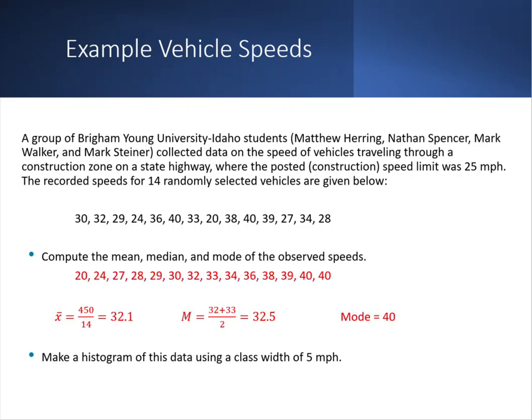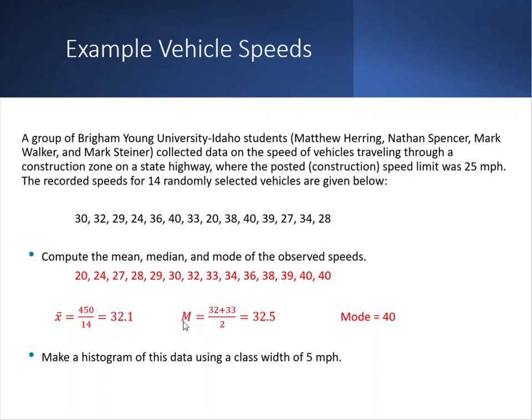In red, you can see that I ordered the data set from smallest to largest, and that's how I need to handle it to find the median. This is a sample set, and so when I find the mean, I'm going to use x-bar for my symbol. When we added all the numbers up, we got 450, divided it by the total of 14 speeds, and we can see that the average speed is 32.1 miles per hour.